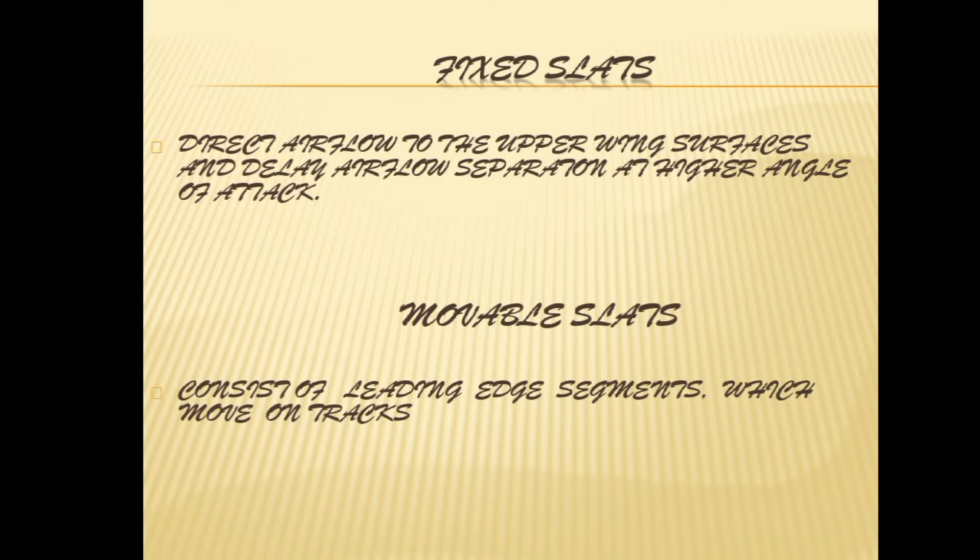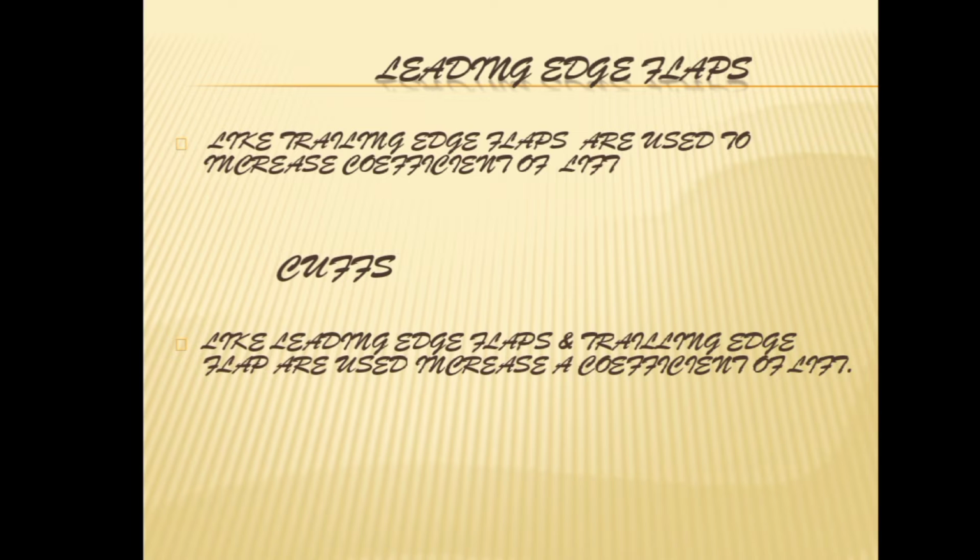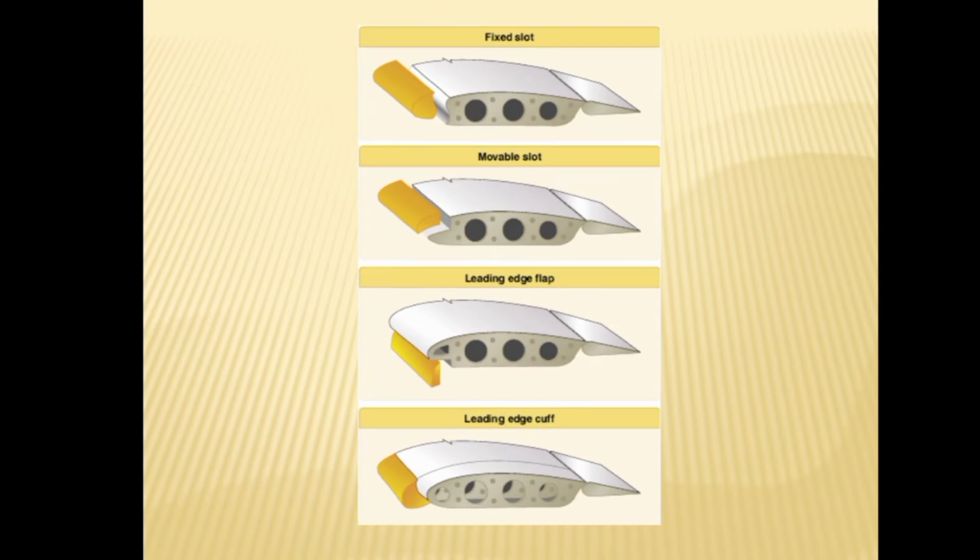Mobile slats consist of leading edge segments which move on tracks. Leading edge flaps, like trailing edge flaps, are used to increase the coefficient of lift. Cuffs, like leading edge flaps and trailing edge flaps, are used to increase the coefficient of lift. Here we can see the differences between a fixed slat, mobile slat, leading edge flap, and leading edge cuff.